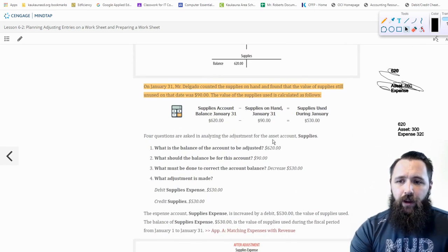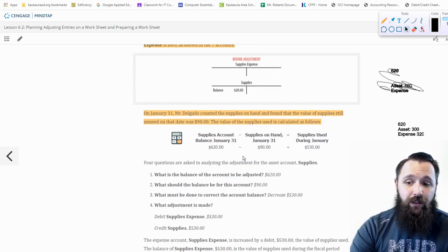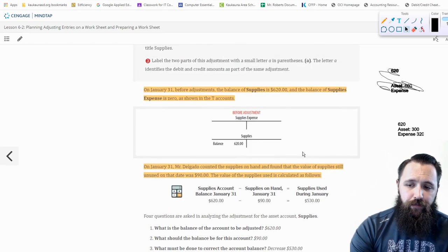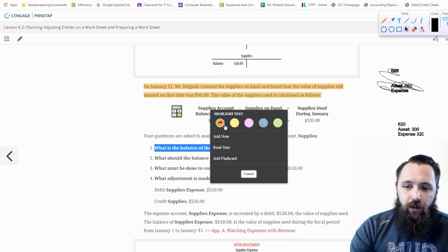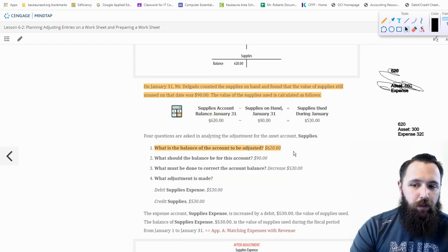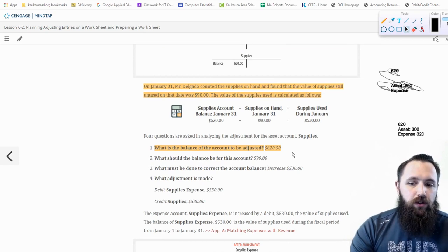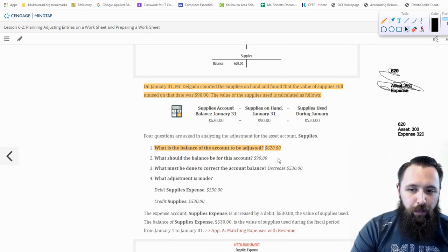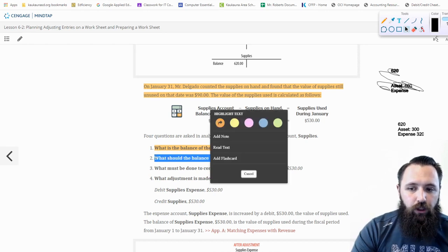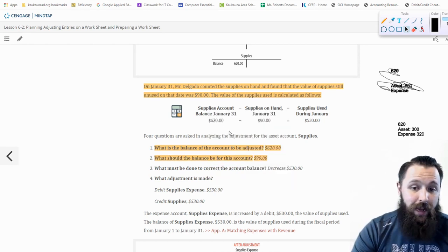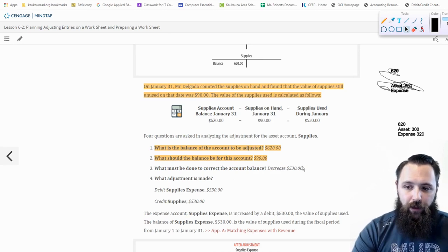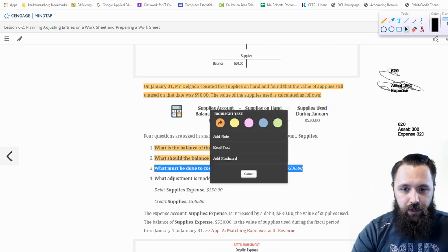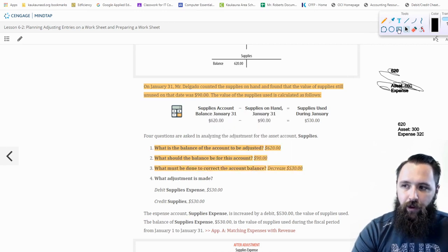So let's just scroll down, and it says 4 questions are asked in analyzing the adjustment of the asset account supplies. The first one is, what is the balance of the account to be adjusted? Well, the first account that we have is supplies, and it's $620. So it starts out at $620. What should the balance be for this account? Well, it should be $90, and it's not right now. So we need to make an adjustment. What must be done to correct the account balance? Well, we need to decrease this amount by 530.